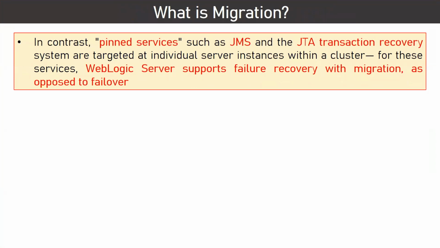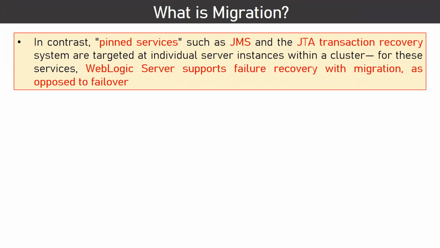The first thing is the pinned services, which are also called singleton services. We have different kinds of services in WebLogic, but some of them are called pinned or singleton services, like JMS or JTA transaction recovery. JMS is the Java Messaging Service, which is used to provide communication between different applications, where a message needs to be communicated from application A to application B for certain kinds of processing. And then we have JTA transactions.